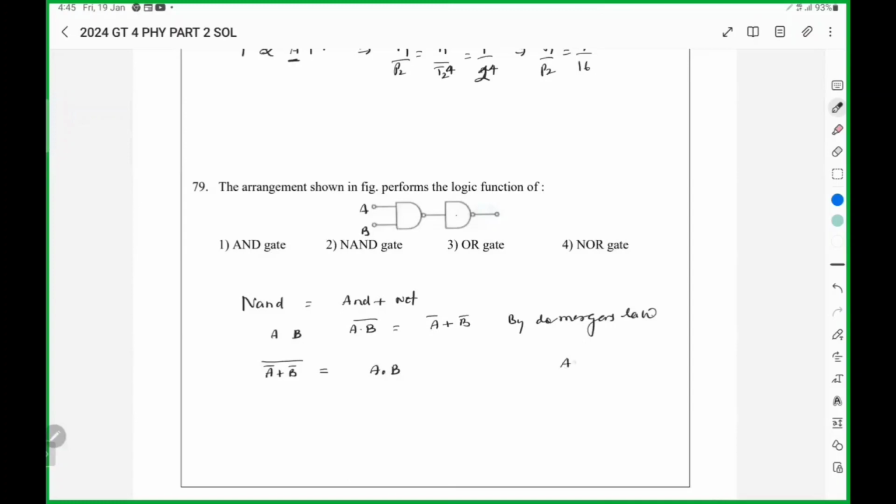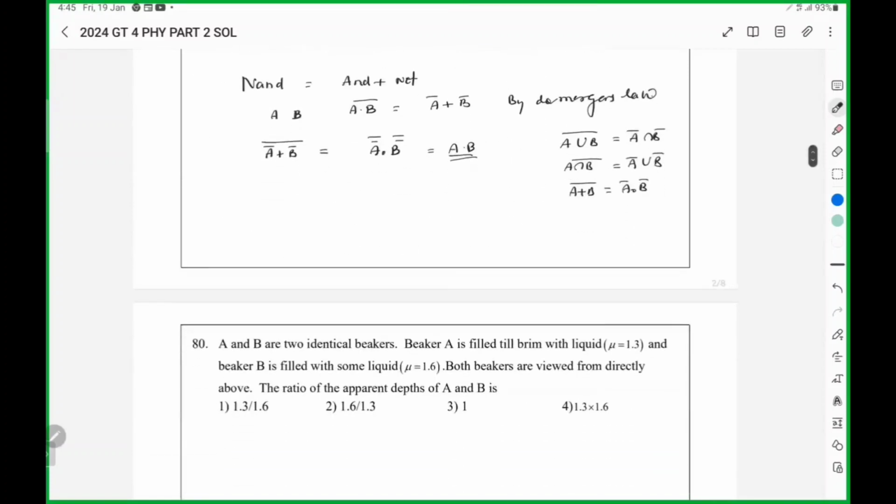So De Morgan's law: A union B complement, or A intersection B complement, or A plus B complement, is A complement plus changes to dot. So it is A dot B. Finally, it behaves like an AND gate.